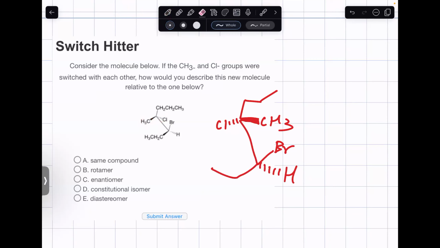Okay. I'll have you guys think about this and try it. Wait, do you switch the wedge and dash too? Oh no, I do not. Wait, hold on. We're switched with each other. No, you don't switch the wedge and dash. Maintain the stereochemistry. Just switch the groups, right? So the Cl that was dash now becomes a wedge. The CH3 that was a wedge now becomes a dash.